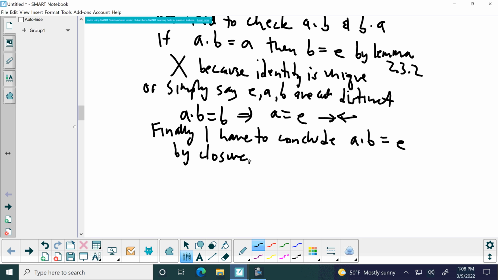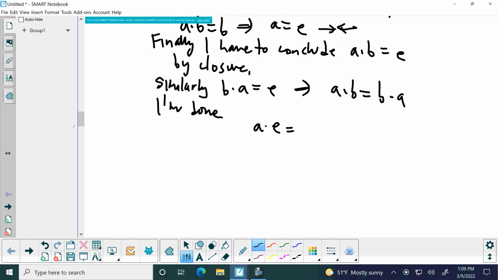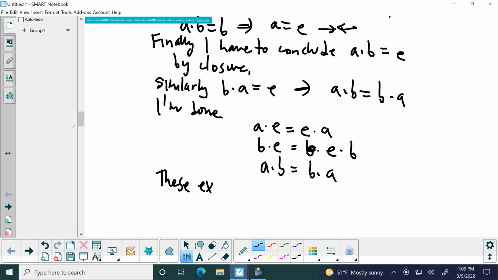Similarly, B times A has to be equal to E. And that implies that A times B is equal to B times A. And then I'm done, because I've already checked A times E. So basically I've shown that A times E is equal to E times A, B times E is equal to E times B, and A times B is equal to B times A. There's no other products; these exhaust all possible products.